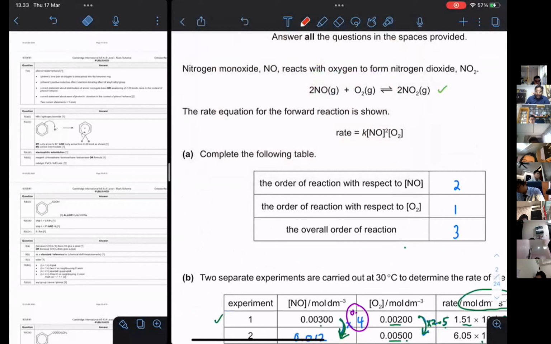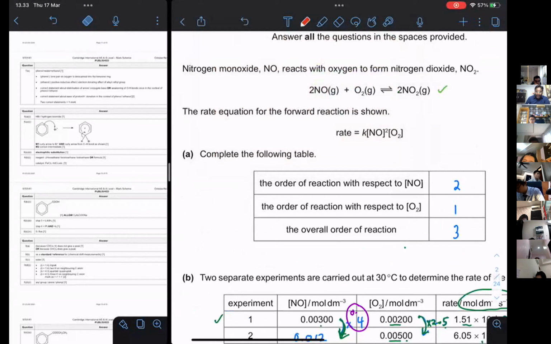We are going to look at the October-November 2020 paper 41. So let's actually begin. The first question is going to be about rate of reaction. Nitrogen monoxide reacts with oxygen, so they have given this equation over there.